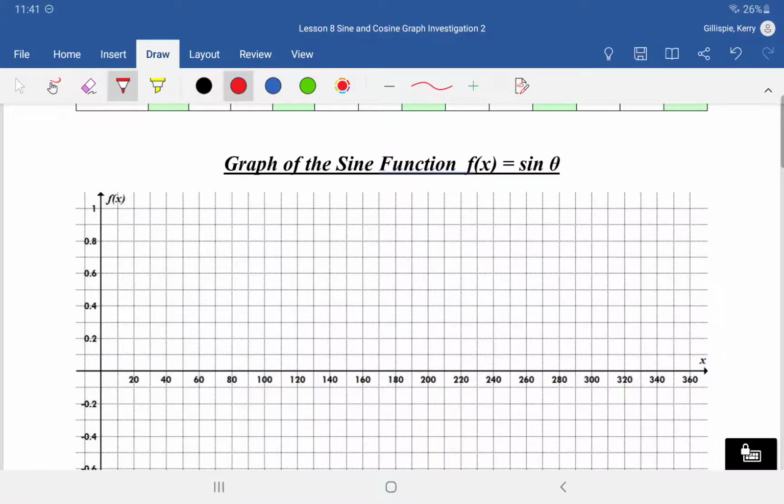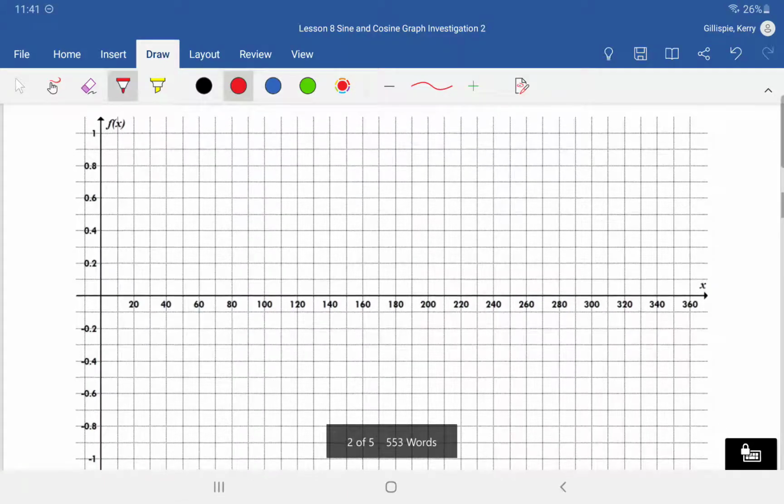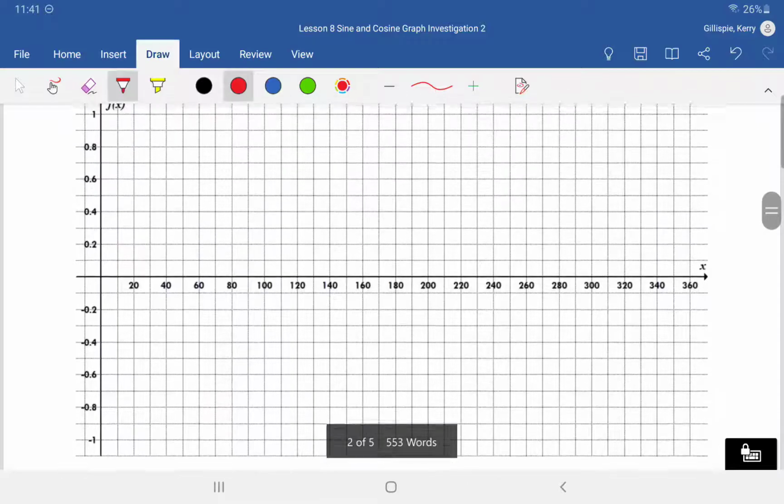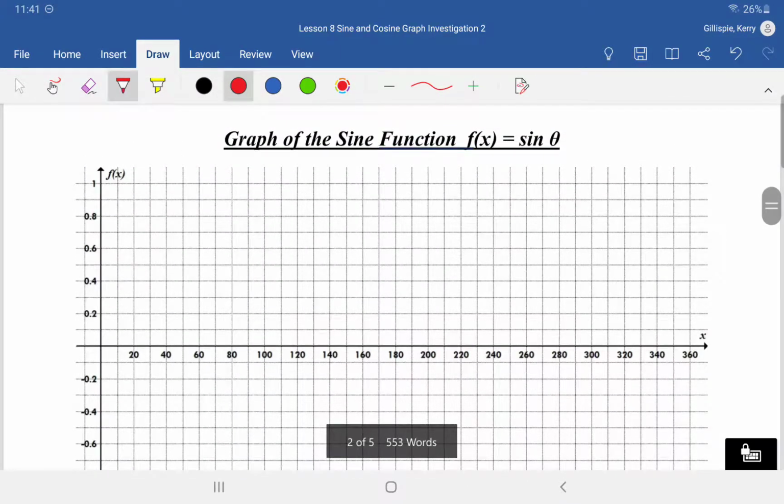Okay, hopefully by now you've graphed the sine function. I'm going to do a couple key points with you, and then we will take up the questions below that. So when you graph the sine function, you should have seen sine 0 was 0. I'm not going to graph every single coordinate, but we are going to go through the key 5 points.